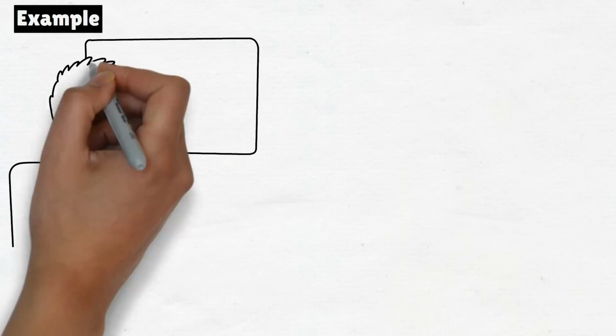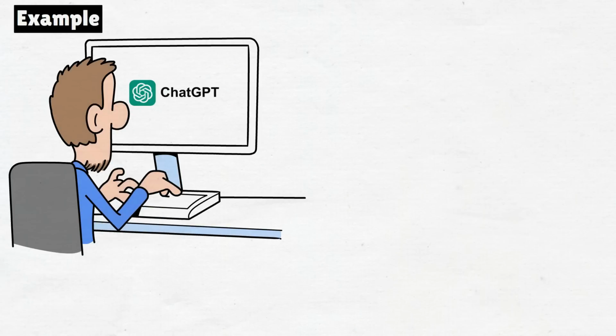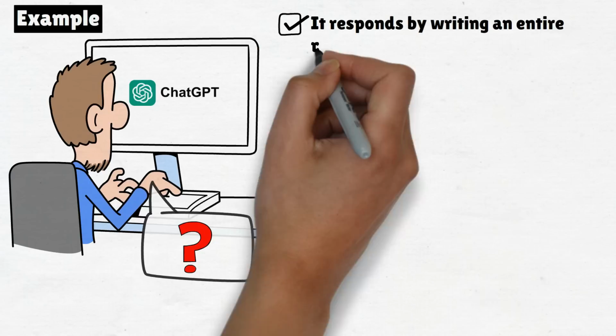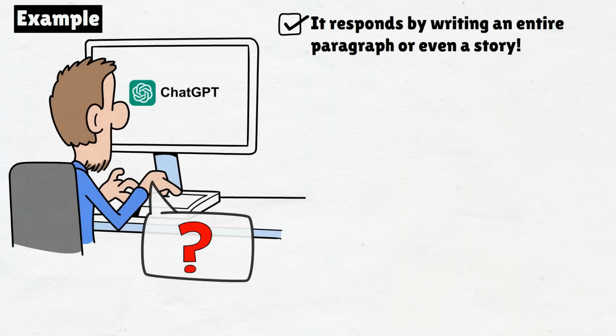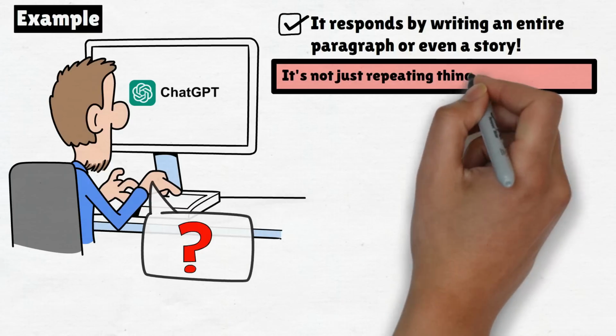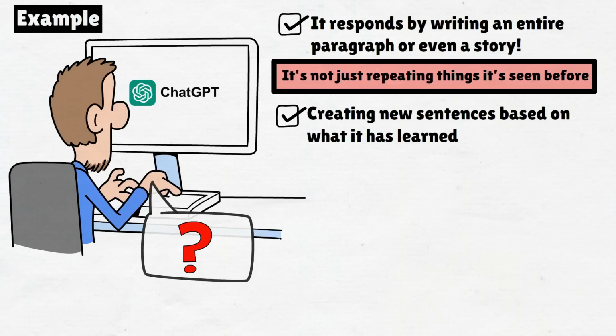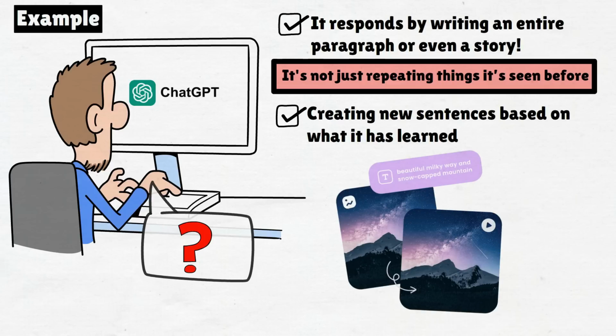Example: let's say you're using a chatbot like ChatGPT. You can type a question, and it responds by writing an entire paragraph or even a story. That's generative AI in action. It's not just repeating things it's seen before, but creating new sentences based on what it has learned. Another cool example is AI that creates images from text descriptions, like when you describe something, and the AI draws it for you.